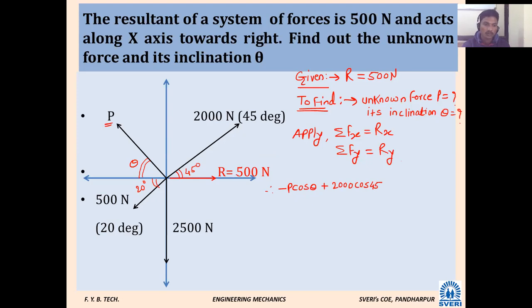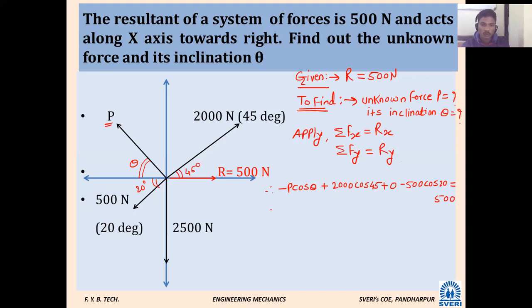Second is over. Third one, which we will take, is 2500. Its x component is 0. Very good. Next, the 500 Newton force: minus 500 cos 20. Equal to what will be the x component of the resultant? 500 Newton. Correct. Be confident. You are correct.